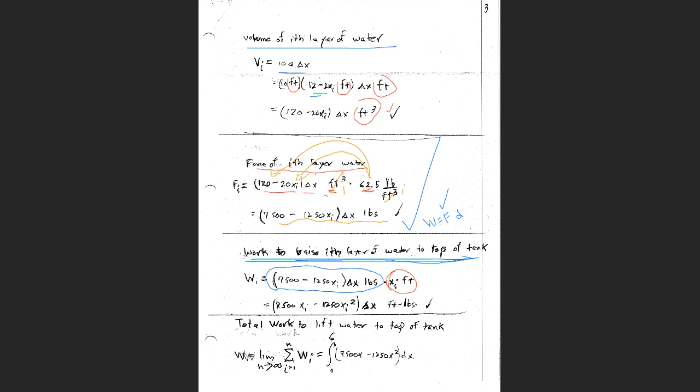It's xi feet. And so the work to raise the ith layer of water to the top of the tank, and naturally this x sub i I'm going to distribute on the 7,500 and the 1,250 xi. The work needed to raise the ith layer of water to the top of the tank would be quantity 7,500 xi minus 1,250 xi squared times delta x, and the units now are in foot-pounds.